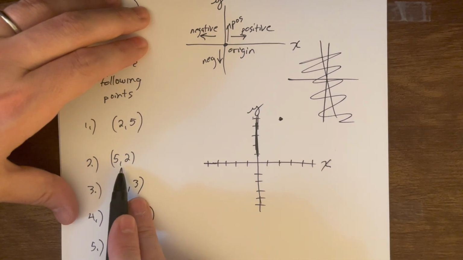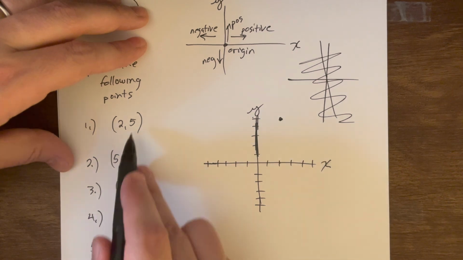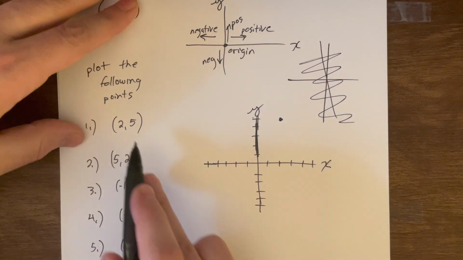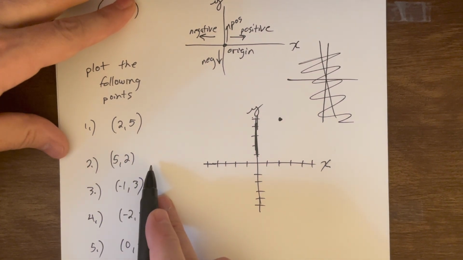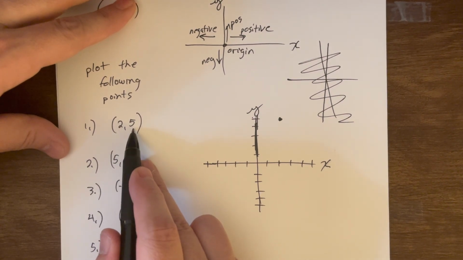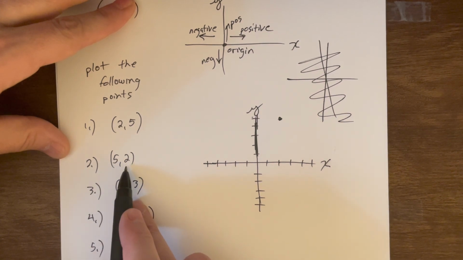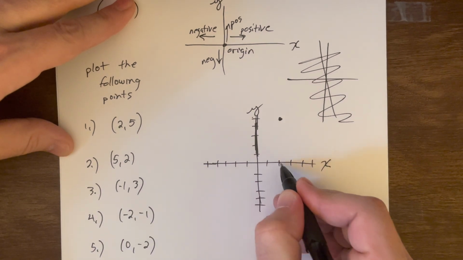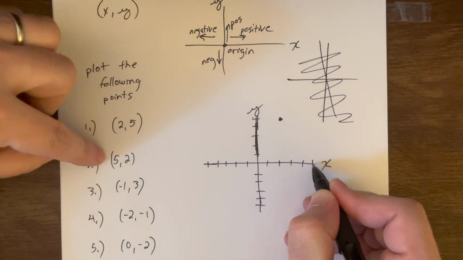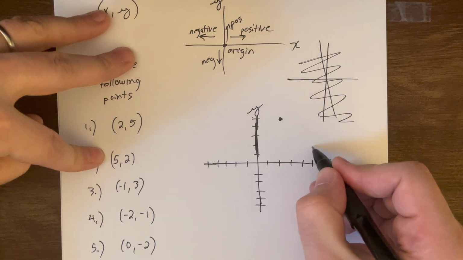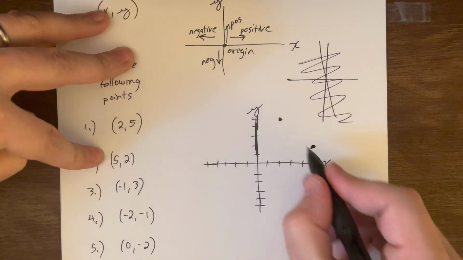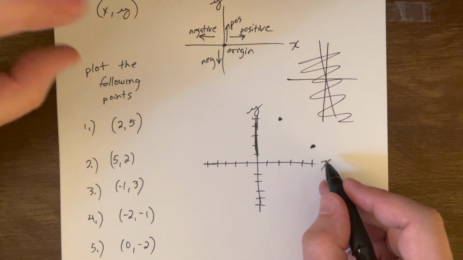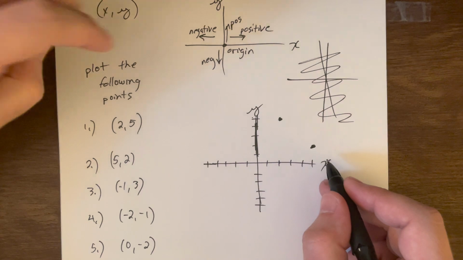The second one, 5, 2, I wanted to do one where it looks like, hey, these look very similar but very different. Same numerical values, but different order. Here, x was 2, y was 5. Now x is 5, y is 2. That makes a very, very big difference. This one, 1, 2, 3, 4, 5 to the right, because positive 5 here. And then I go up 2. So very, very different points. It's not just about doing 2 and 5. You got to make sure you're doing them in the right order on the right axis.